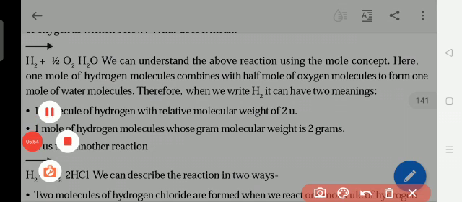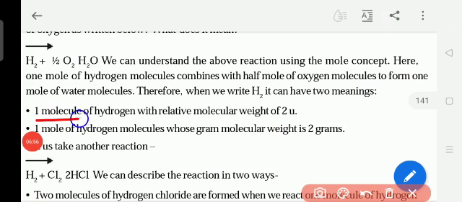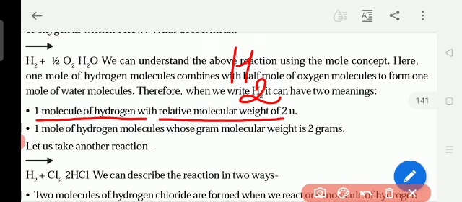Okay, so here we can say one molecule of hydrogen has a relative molecular weight of 2 units. Since there are 2 hydrogens in one molecule of hydrogen, and the hydrogen weight is how much? 1. So 2 into 1 is equal to 2 units. We studied how to find out the molecular weight. So this is the 2 units.